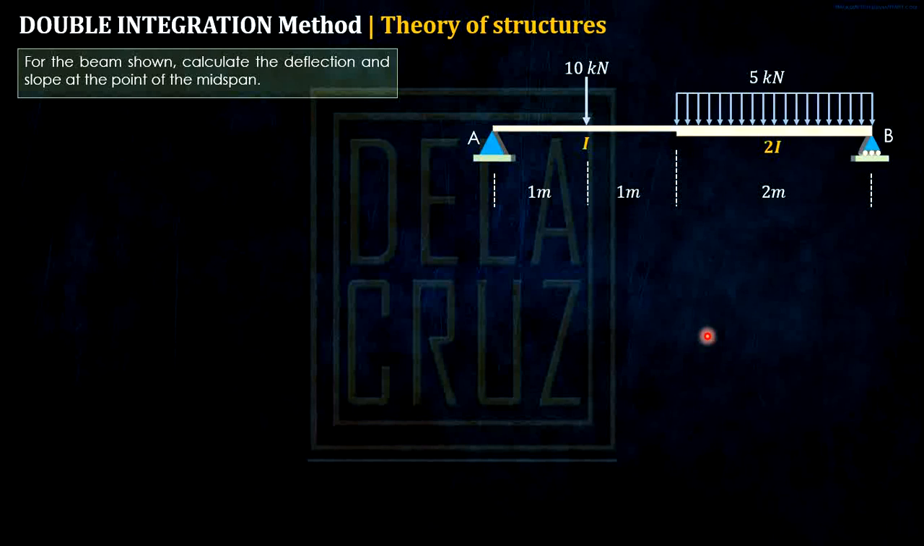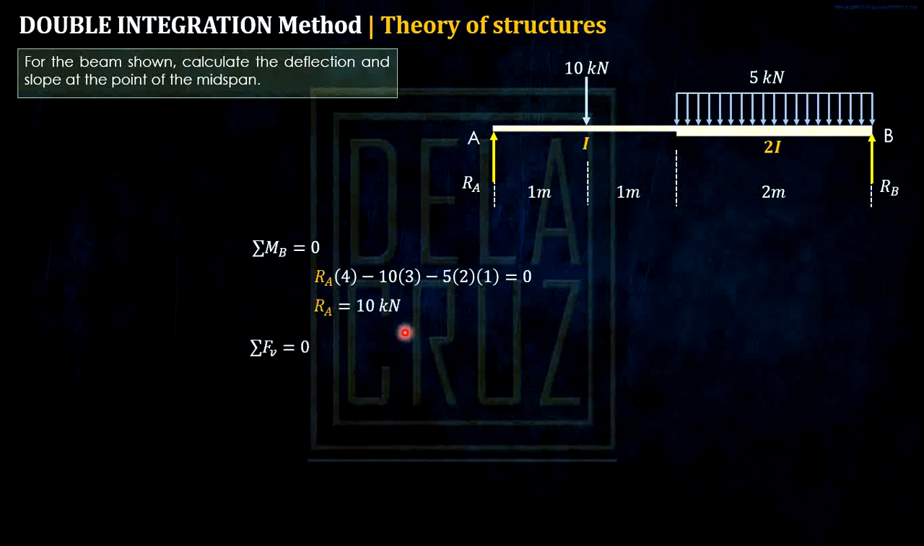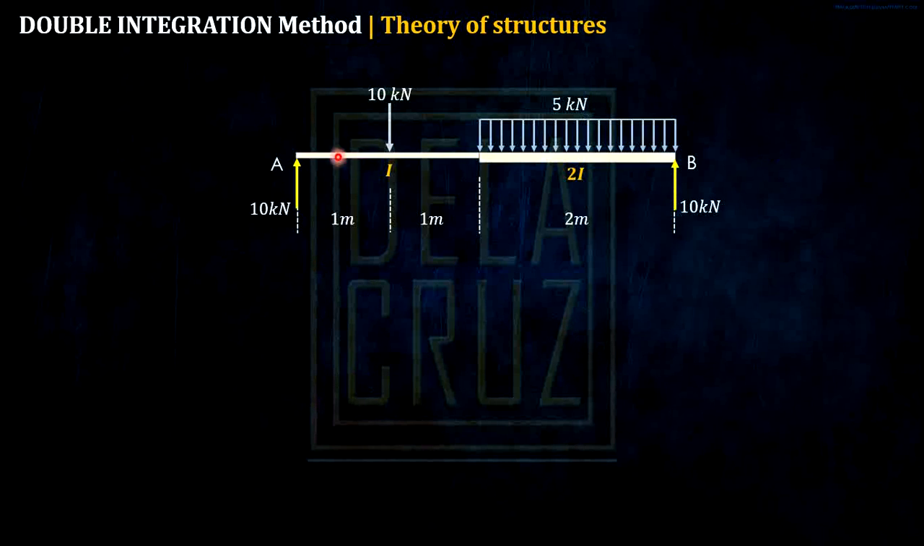So first, calculating the reactions. This is the free body diagram. Summation of moment about B. Let's go back to part 3 of this. So that is 10 kilonewtons, and the forces are vertical. You can just follow that, and the same. So we have the reactions here.